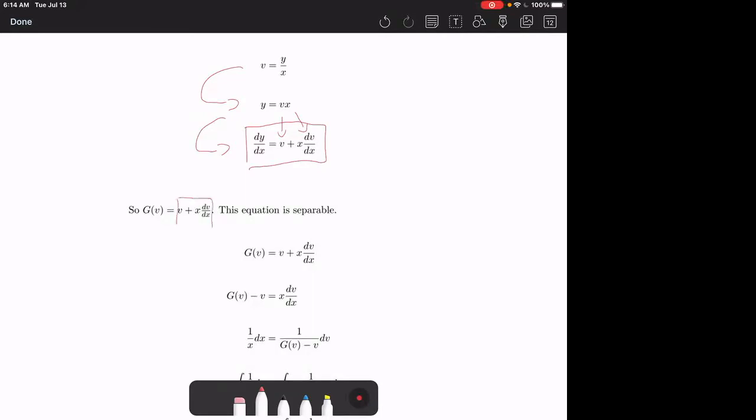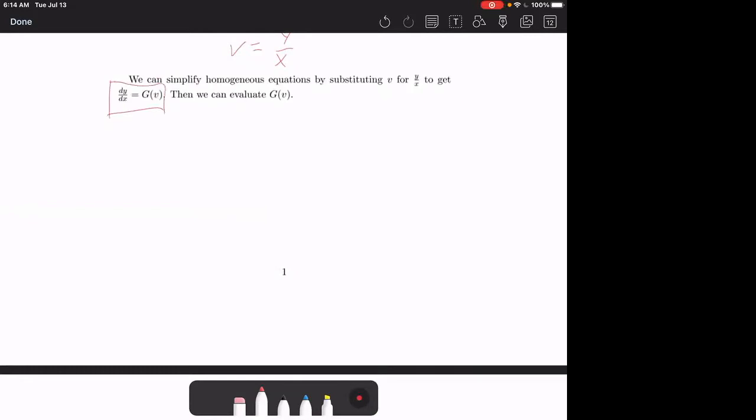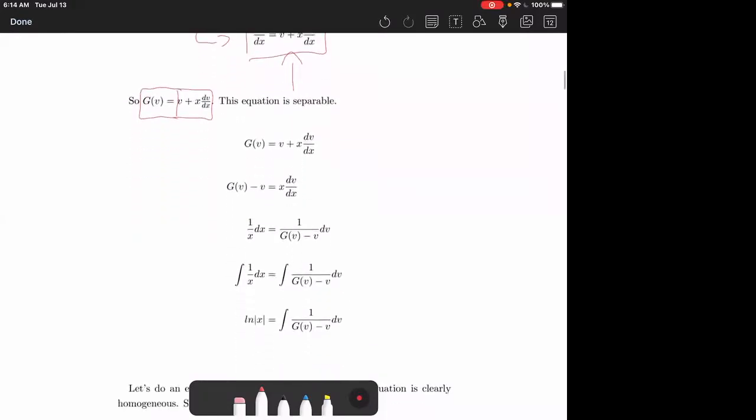So g of v is equal to v plus x dv/dx. Why is that? Well, if we scroll back up, we see that g of v is equal to dy/dx, and dy/dx is equal to v plus x dv/dx. So using substitution, g of v is equal to v plus x dv/dx. Now this equation is actually separable. So let's get all of our v's on one side and all our x's on the other. We start by just subtracting v from both sides. Then we're going to move the x's to the left and the v's to the right. And then we integrate. Left-hand side, simple enough, that turns into ln x. The right-hand side, we have to find the integral of 1 over g of v minus v.